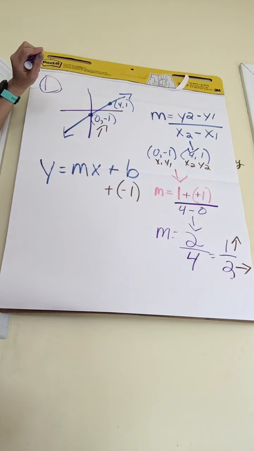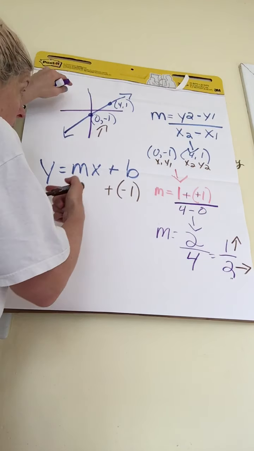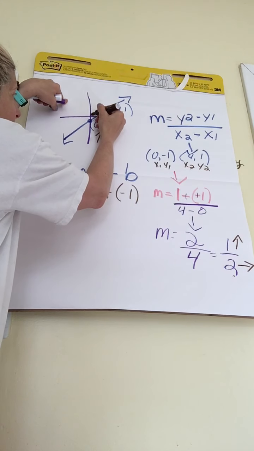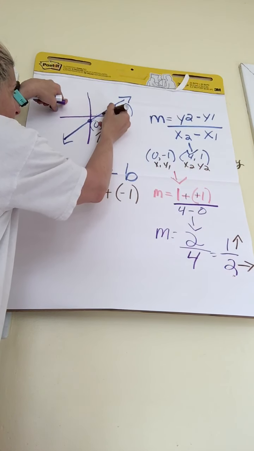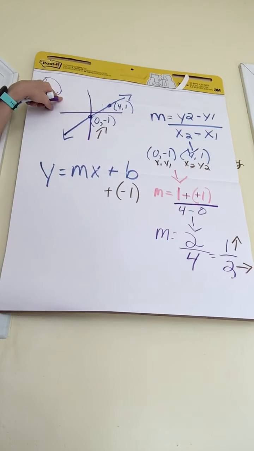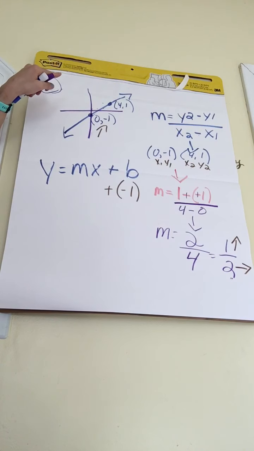Now, since I have the lines, or you have the lines on your graph with your notes, I can count rise 1 over 2, rise 1 over 2. Now, my graph is a little bit off, but if you check yours and count with the lines, you can see that you can go up 1, right 2, and hit your line every single time.